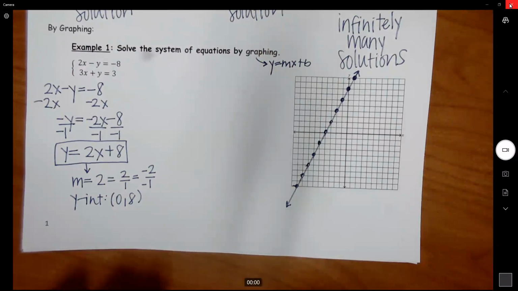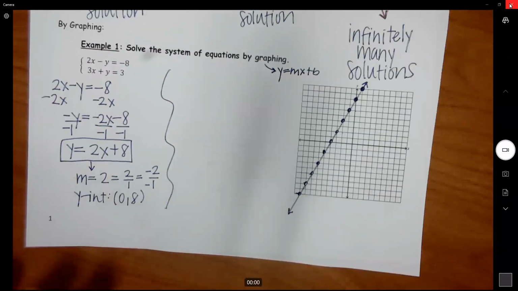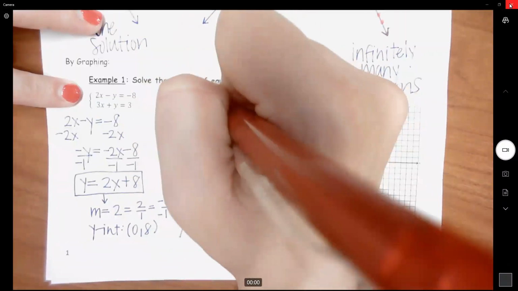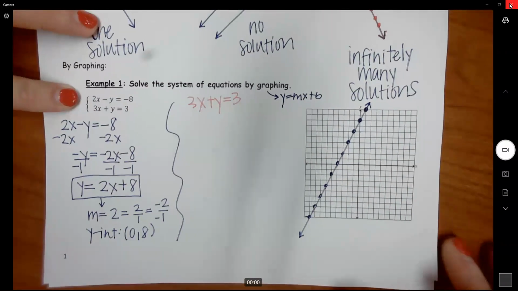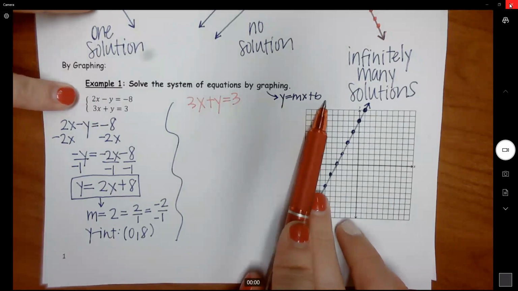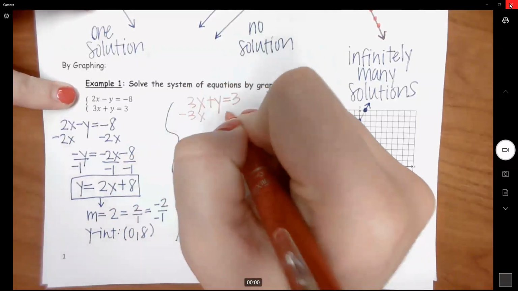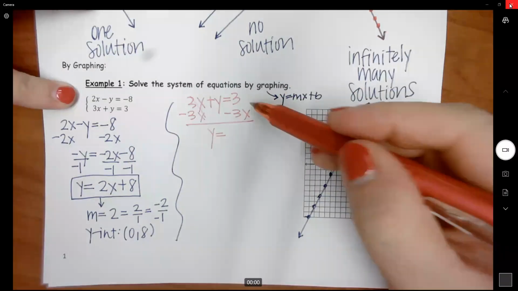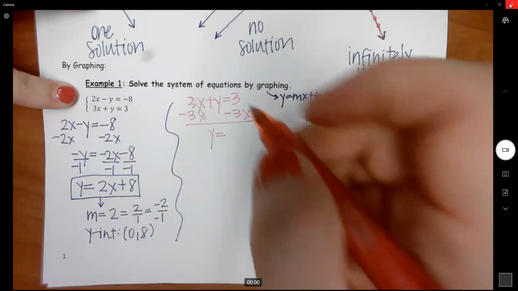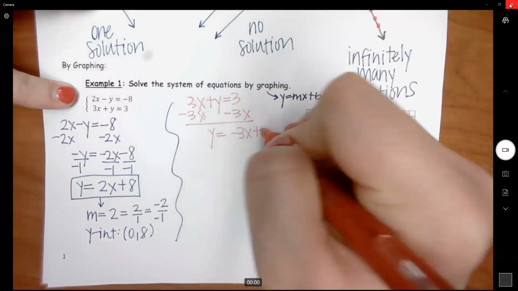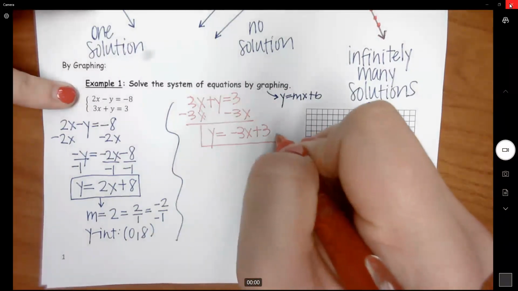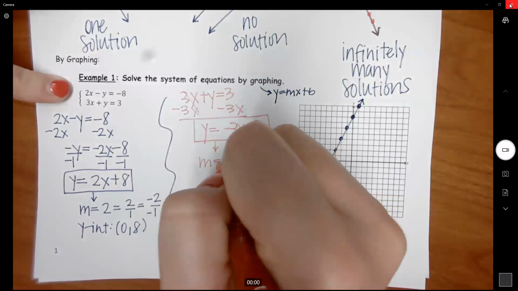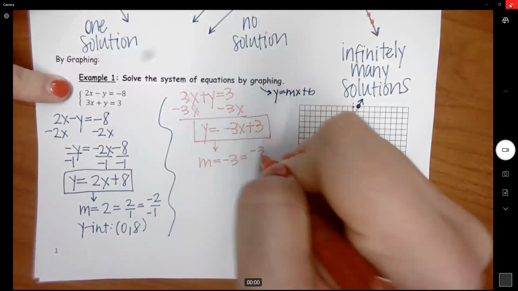Okay, so now let's do it again for my second line. My second line is 3x plus y equals 3. So let's do my y equals mx plus b form again. We will do that by subtracting over 3x. These are not like terms, and I want my x to come first. So this is y equals -3x plus 3. This one was a lot easier to get into the correct form. So from here, my slope is -3, which is the same as -3 over 1.